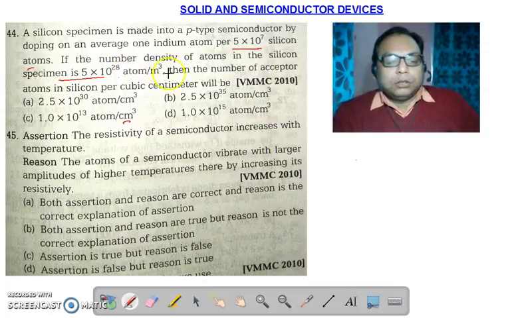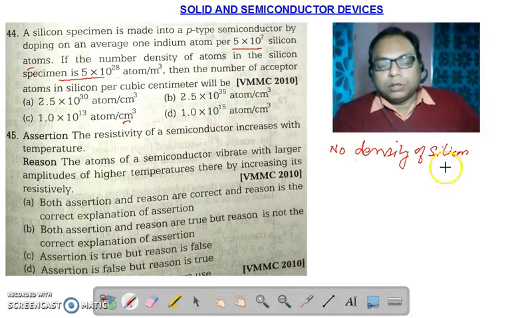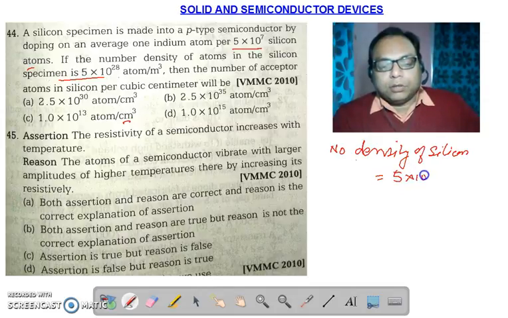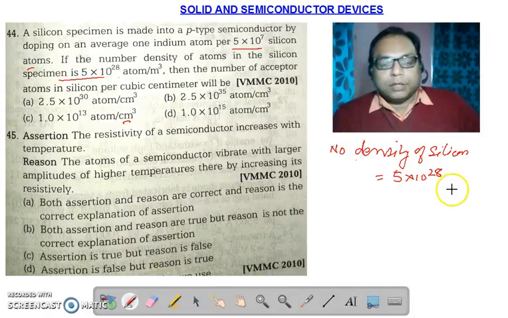Number density of the silicon is given, that is 5 into 10 to the power 28. Atoms per meter cube.